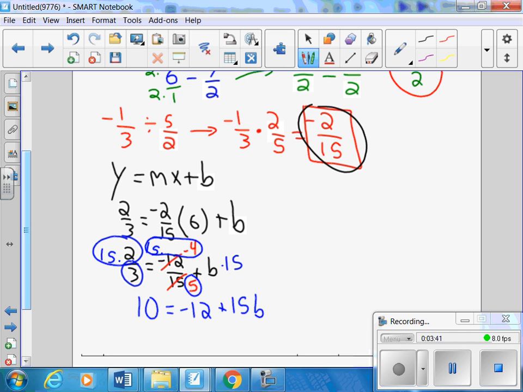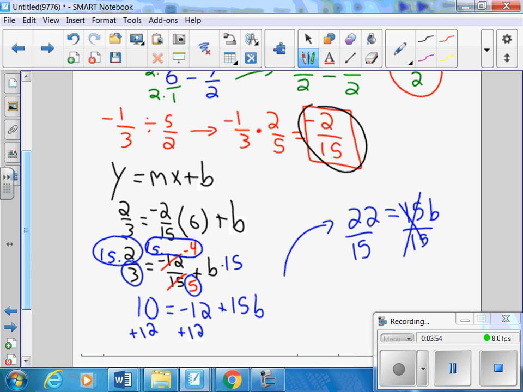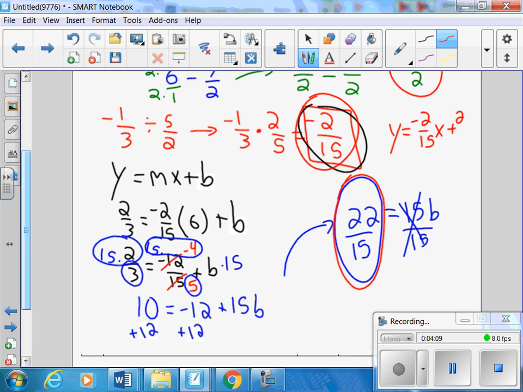So now we're going to add 12. 10 plus 12 is 22, so I'm going to come over here and write 22 equals 15b, and then we'll divide by 15, and 22 over 15 is the y-intercept. So now your equation is going to be y equals, the slope was negative 2 over 15, and then x, and the y-intercept is 22 over 15, and this would be your answer.